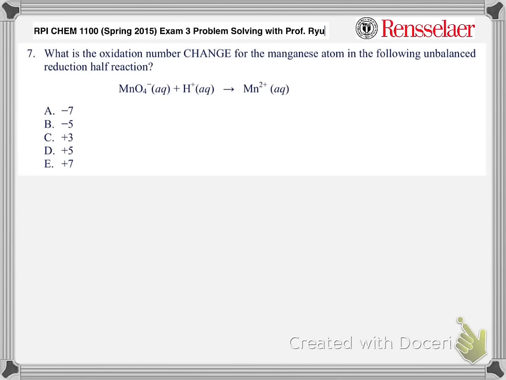Okay, so this is a question about the oxidation number. Let's look at the oxidation number change for manganese, the manganese shown up here. Oxygen always has 2 minus, so this makes up 8 minus, and the total charge is minus 1. Therefore, the manganese on this side is 7 plus.